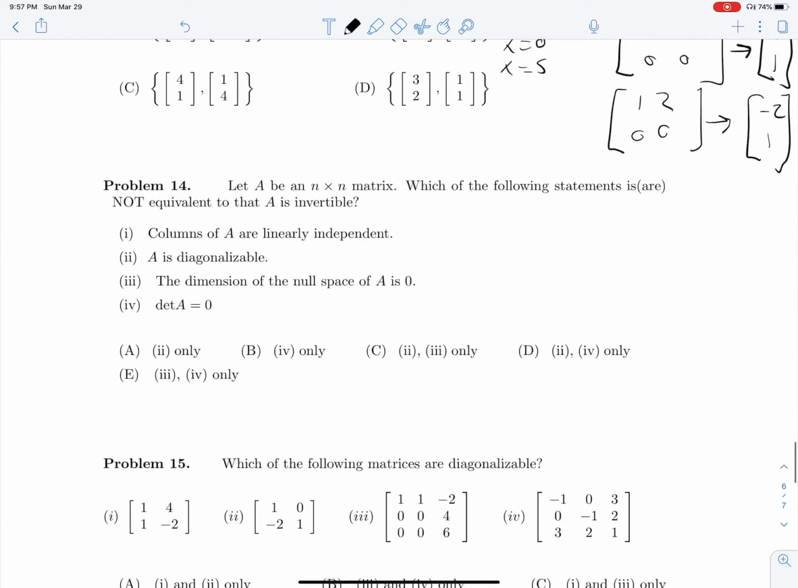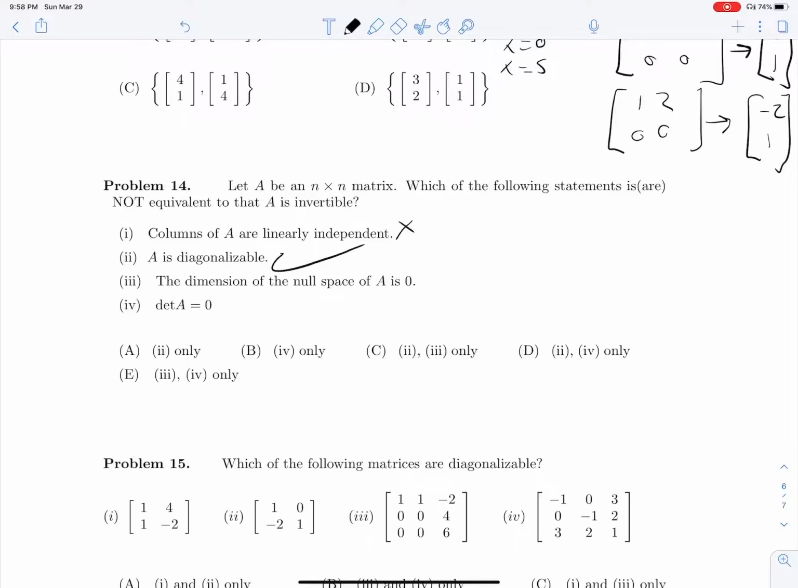Okay. 14. Let A be an n by n matrix. Which of the following is or are not equivalent to the fact that A is invertible? If the columns of A are linearly independent, A is invertible. That's a fact. Diagonalization, if you remember what I said at the very beginning of the video, diagonalizability does not imply invertibility and vice versa. So 2 is incorrect. Well, I should be marking these differently. This is not equivalent to the fact that A is invertible. This is equivalent to the fact that A is invertible.